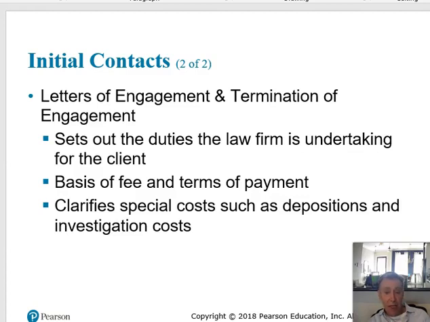Letters of engagement and termination of engagement set out the duties the law firm is undertaking for the client, basis of fees and terms of payment, and clarify special costs such as depositions and investigation costs. So this is the kind of information you can give the client without giving legal advice, because you're not applying their facts to the law. You're just saying how the arrangement is, how the relationship breaks down cost-wise.